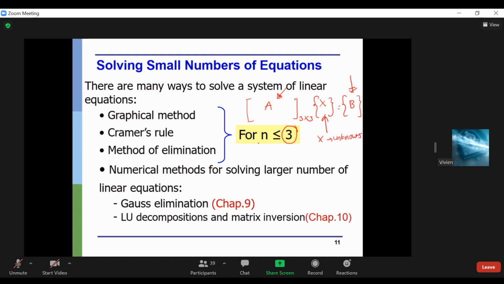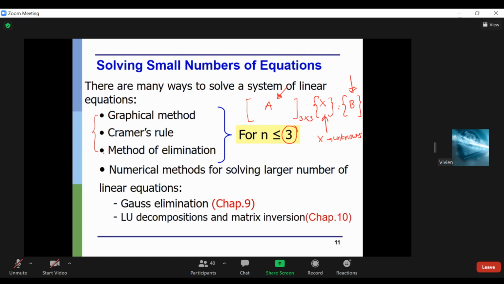Okay, so how to solve that one? There are several ways that we have learned before. First is the graphical method. The second is Cramer's rule. And the third is elimination. The method of elimination is basically eliminating some variable, and then we end up with one variable so that we can find its value, and then we can use it to find the other variable. These are the methods that we have learned before in calculus.